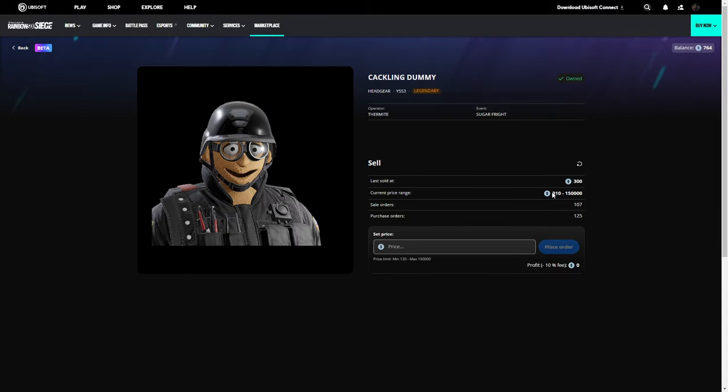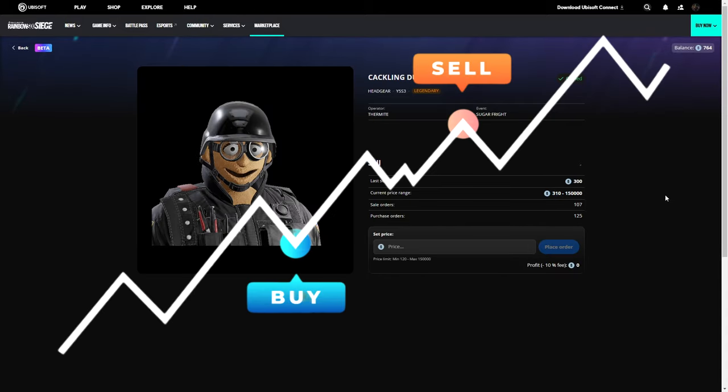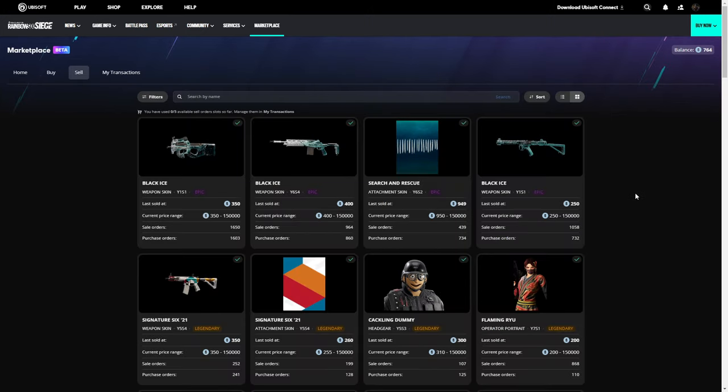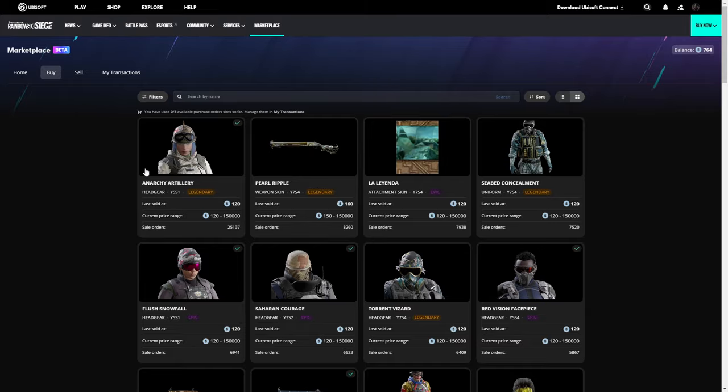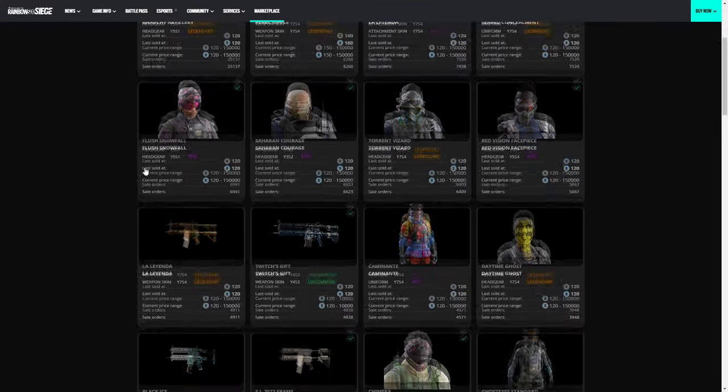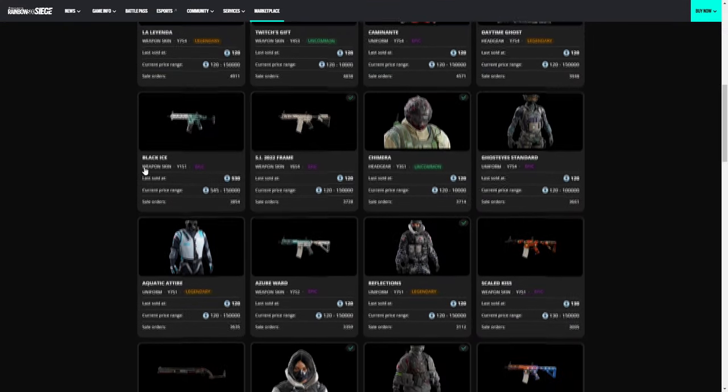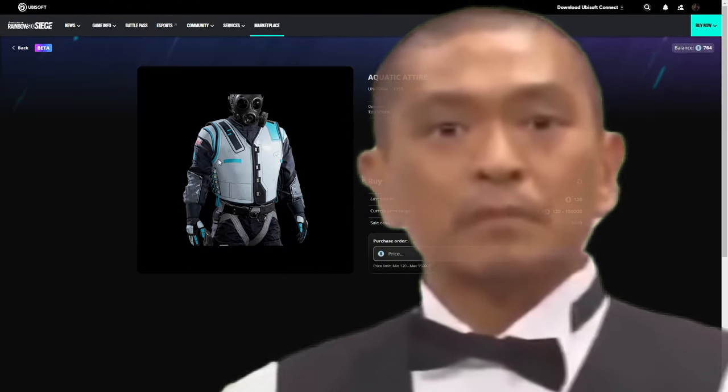Number 2. Trading smart. Think of the marketplace as a stock market for skins. Buy low and sell high is the basic principle here. Keep an eye out on limited time skins that may spike in value, or consider holding onto them until they can get a really really high price and you can get a good profit off them. Don't rush into transactions without thinking about the potential future value of the skin.